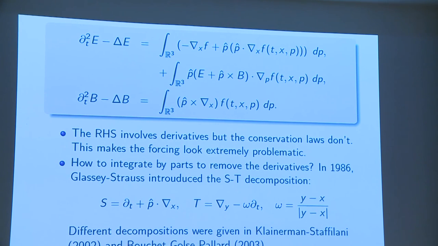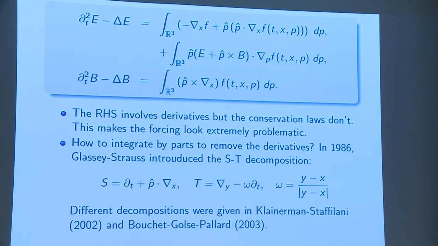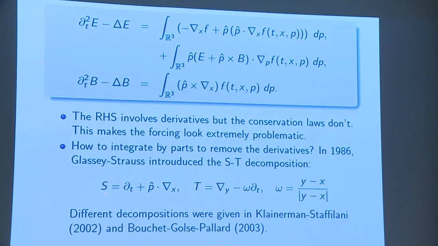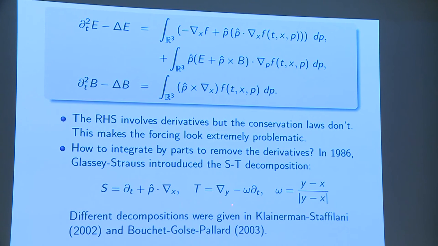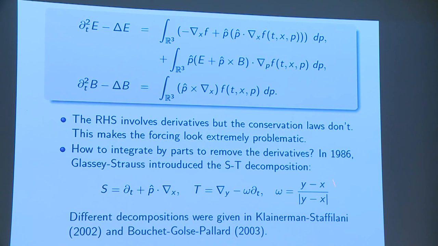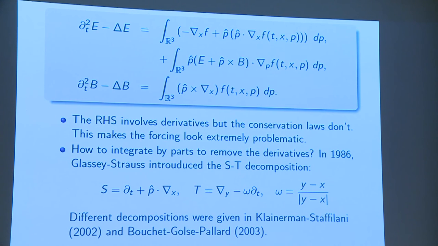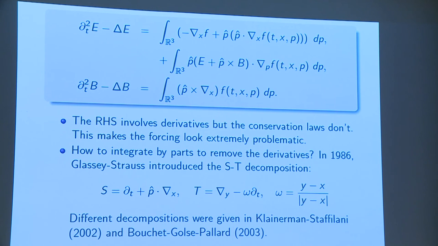In 1986, Glassey-Strauss introduced a decomposition that we call the S-T decomposition. So you write S as ∂_t plus p hat dot grad_x, and then you write T as grad_y minus omega ∂_t, where omega is just the normal vector (y minus x) over the absolute value of (y minus x), and using this decomposition, you can successfully remove the derivatives on the right-hand side.